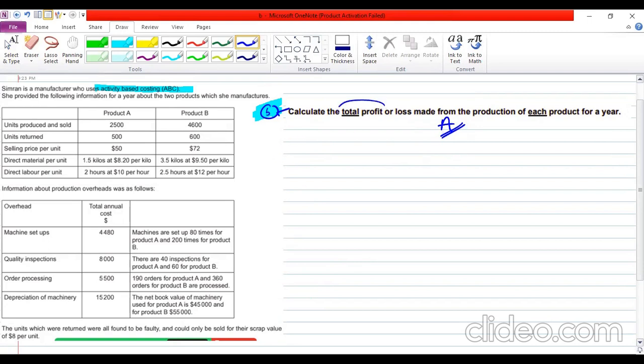In order to compute profit, what do we need first? We need revenue. Am I right? Revenue and sales. Do we have sales? Yes, sir, we do have sales. 2,500 are the number of units we sold. 500 units are returned, which means the net units sold, which is going to give me the revenue, are 2,000 units, and the selling price is 50 per unit. So what is the answer?